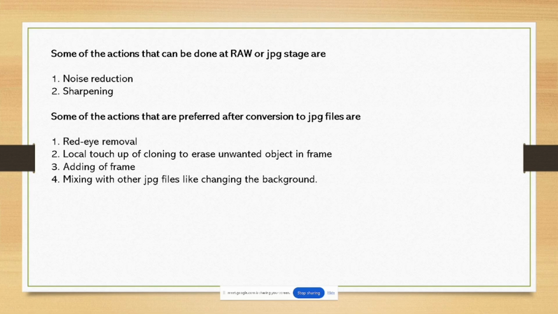Some of the actions that can be done at RAW or JPG stage are noise reduction and sharpening. Some of the actions that are preferred after conversion to JPG files are red eye removal, local touch up, cloning to erase unwanted objects in the frame, adding of frame, and mixing with other JPG files, like changing the background.